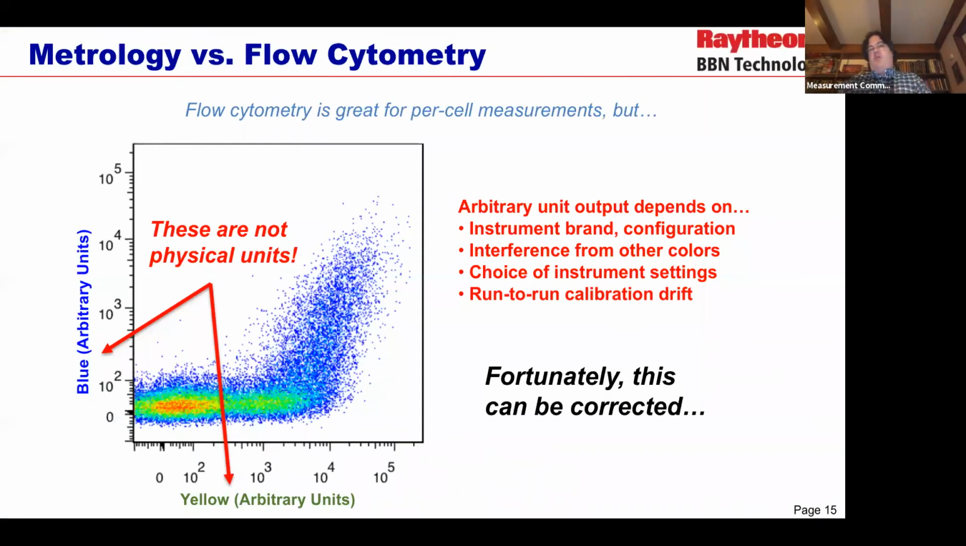So let's talk about why we need calibration again. Just a quick review: this gives us great per cell measurements, but the things that actually come out of the flow cytometer are not physical units. Here's a plot of a typical one, this graph was taken from FlowJo, for those who know what that is. It's one of the commercial flow cytometry softwares. This is showing what came out of the instrument.